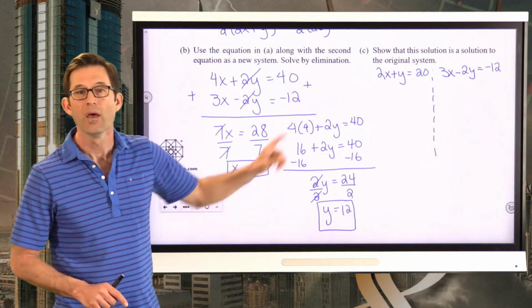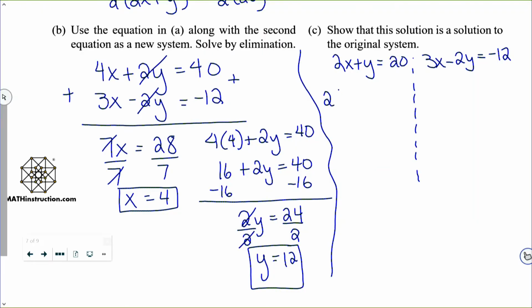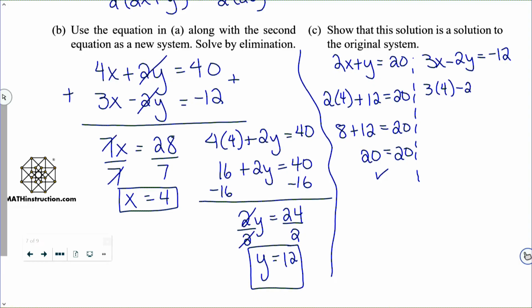All right, let's do it. 2x plus y equals 20. Give myself a little room here. So 2 times 4 plus 12 equals 20. 2 times 4 is 8. Now I have 8 plus 12 equals 20. 8 plus 12 is 20. So you bet it's a solution to the first equation. Now let me do 3 times 4 minus 2 times 12 equals negative 12. I got it barely in there. 3 times 4 is 12. 2 times 12 is 24. Right? 12 minus 24 is negative 12.